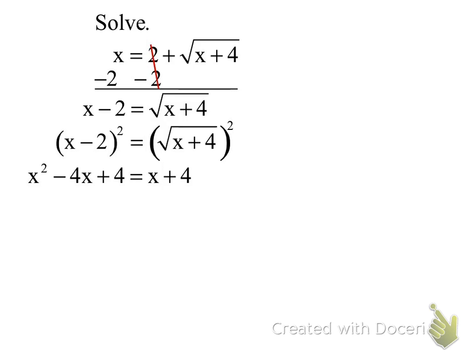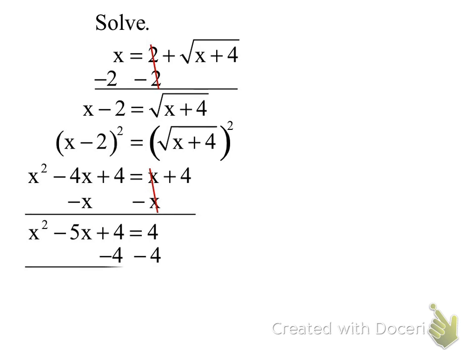Subtract x and subtract 4. And you should be ending up with something pretty easy to factor. Lucas Malou, how do I factor that? You just do x and then in parentheses x minus 5. X times x minus 5.